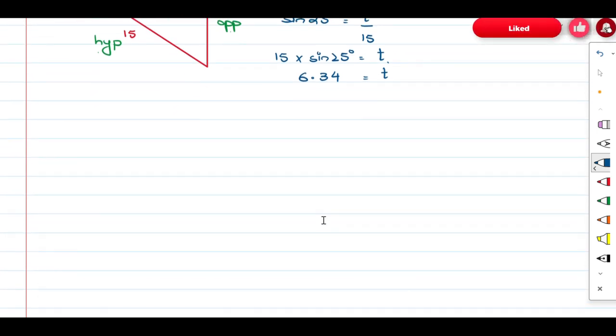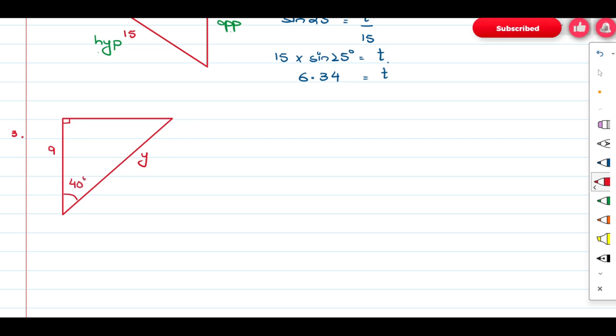Let's do another example, the third one. Let us suppose we have a right angle triangle. Again, this is a right angle. This length is 9, this length is y, and this angle is 40 degrees. Now what we need to do is figure out that the front side of that angle is the opposite, the other side is the adjacent, and the inclined one is the hypotenuse.